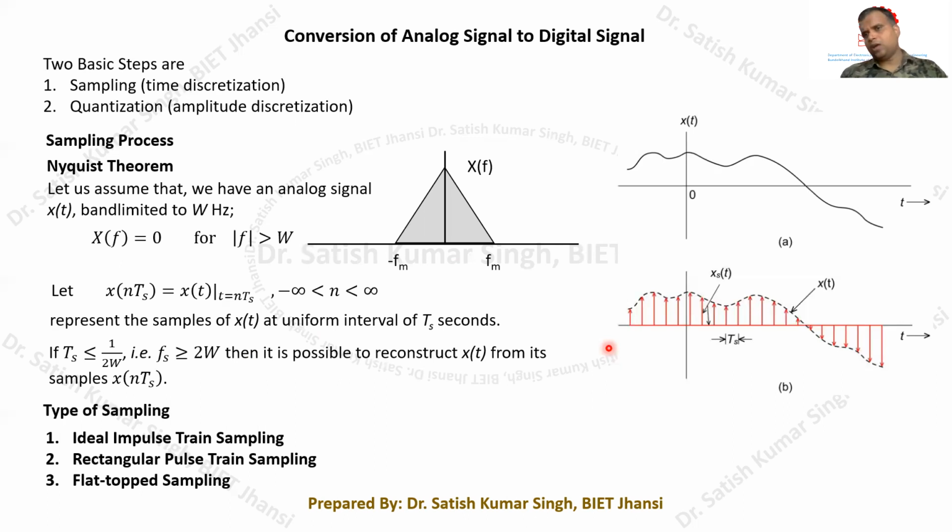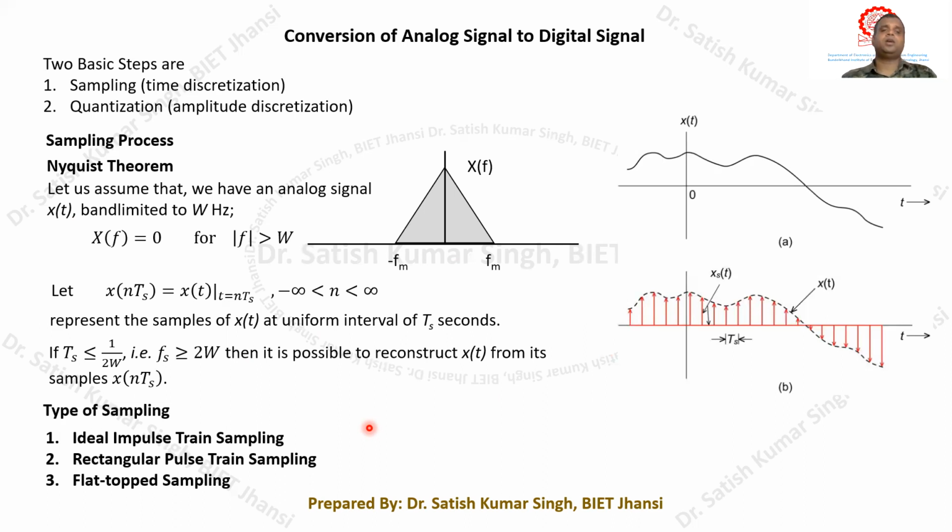Now if you understood how to perform the sampling, we have to talk about the types of sampling. There are three basic types of sampling. The first one is ideal impulse train sampling, the second one is rectangular pulse train sampling, and the third one is flat top sampling.